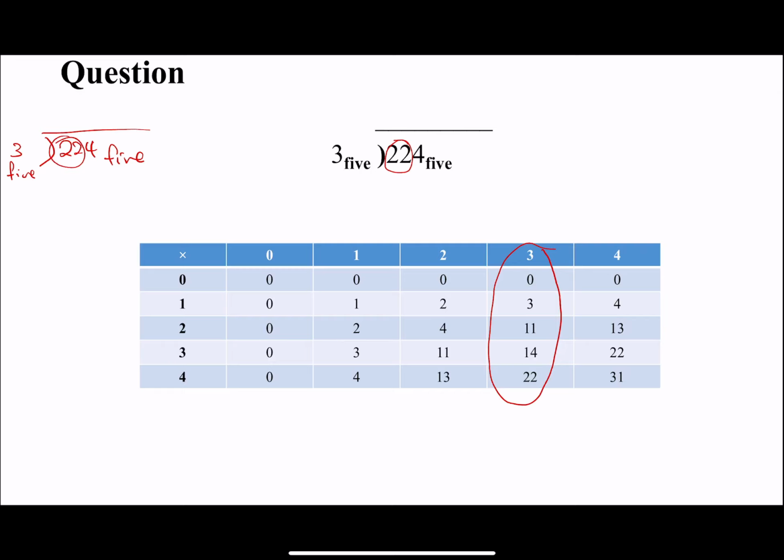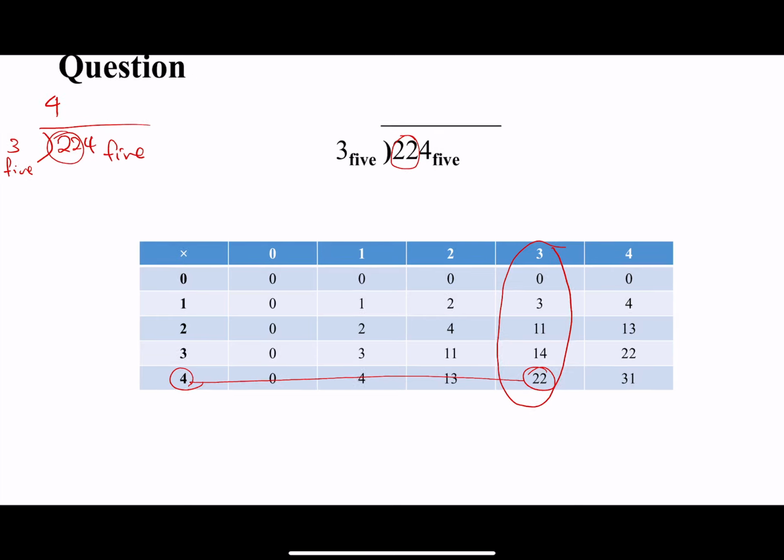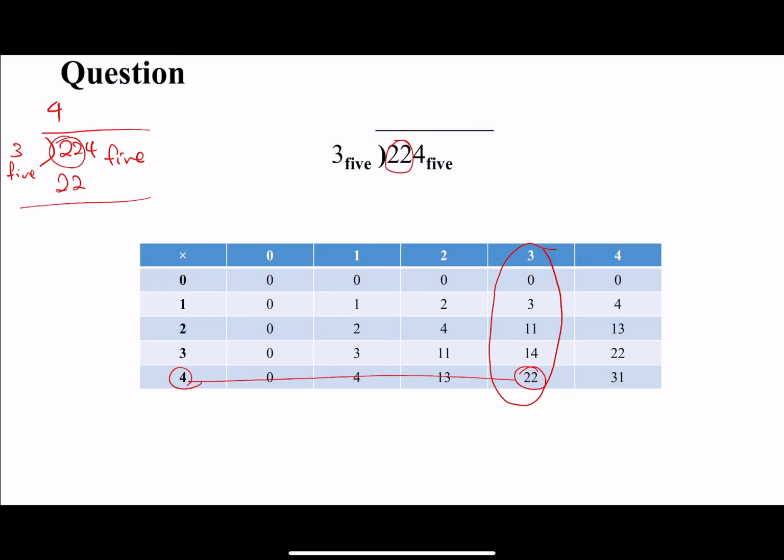I focus on the column of 3. What is the largest product which is equal or less than 2, 2? Here you go, 2, 2. What number was multiplied by 3 to give you 2, 2? 4. Okay, 4 times 3 is 2, 2. Do the subtraction. 2, 2 minus 2, 2 is 0. Do you have more digits to bring down? Yes, I have one more digit, 4. So bring that down.